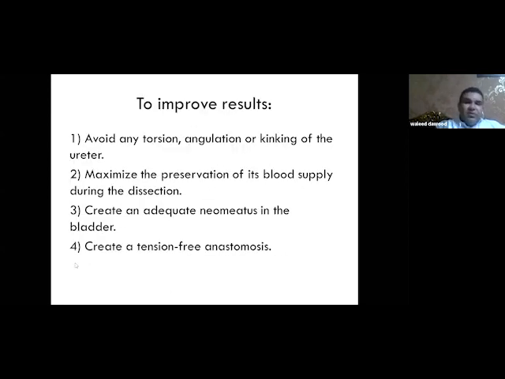To improve our results, we avoid torsion, angulation, or kinking of the ureter, maximize the preservation of the blood supply, create an adequate tunnel on the bladder, and create a tension-free anastomosis.